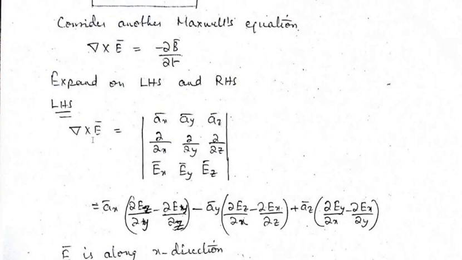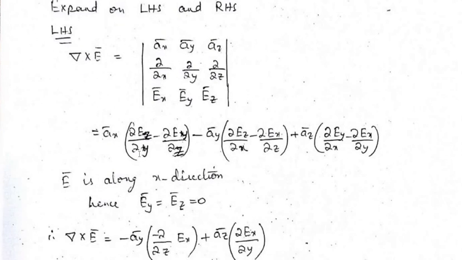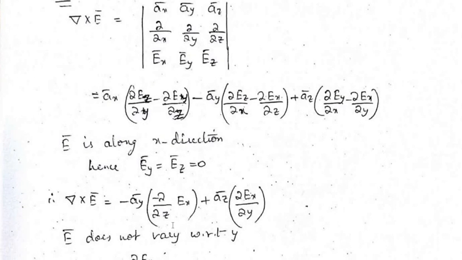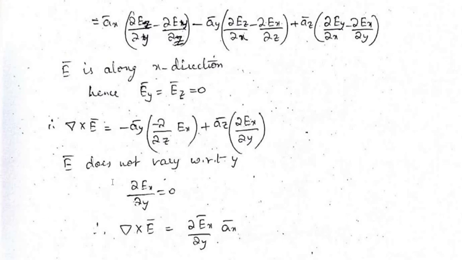So use the cross product form on the left side and we get these terms. Now here also the electric component is along the x direction, so the Ey and Ez terms reduce to zero. So these are the two terms left. And one more thing: E is varying only along the x-axis, so it does not vary with respect to y. So dou Ex by dou y will be equal to 0. Then del cross E is equal to dou Ex by dou z into Ay.